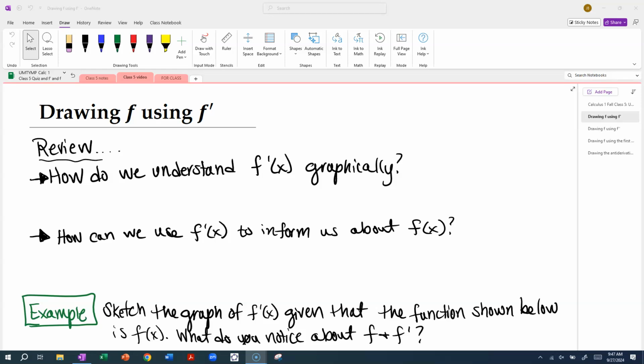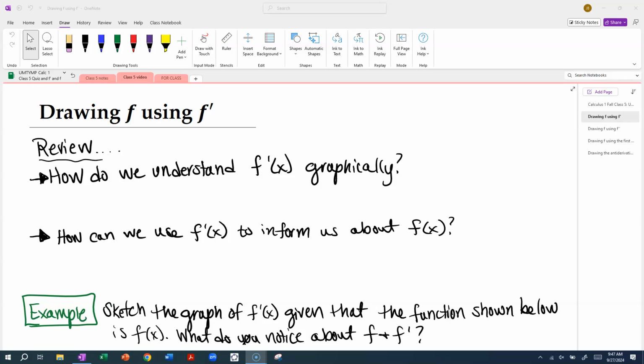Now that we know the derivative is a function and how to work with it algebraically, we want to think a little bit more about how we understand and use the derivative of a function graphically. And so just some review questions for us to think about. How do we understand f prime of x? So that again is the derivative graphically, and maybe in relation to f itself, like the original function. And then also, how do we use f prime to inform us about f of x itself?